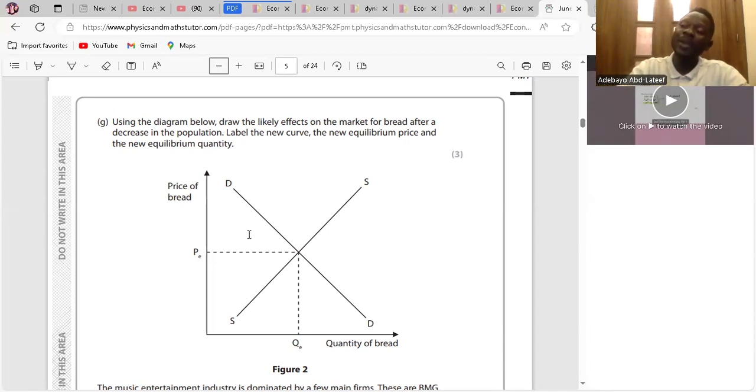Suppliers would have to respond to a fall in demand by reducing their price to continue to encourage them to buy more. Clear? We'll go on.